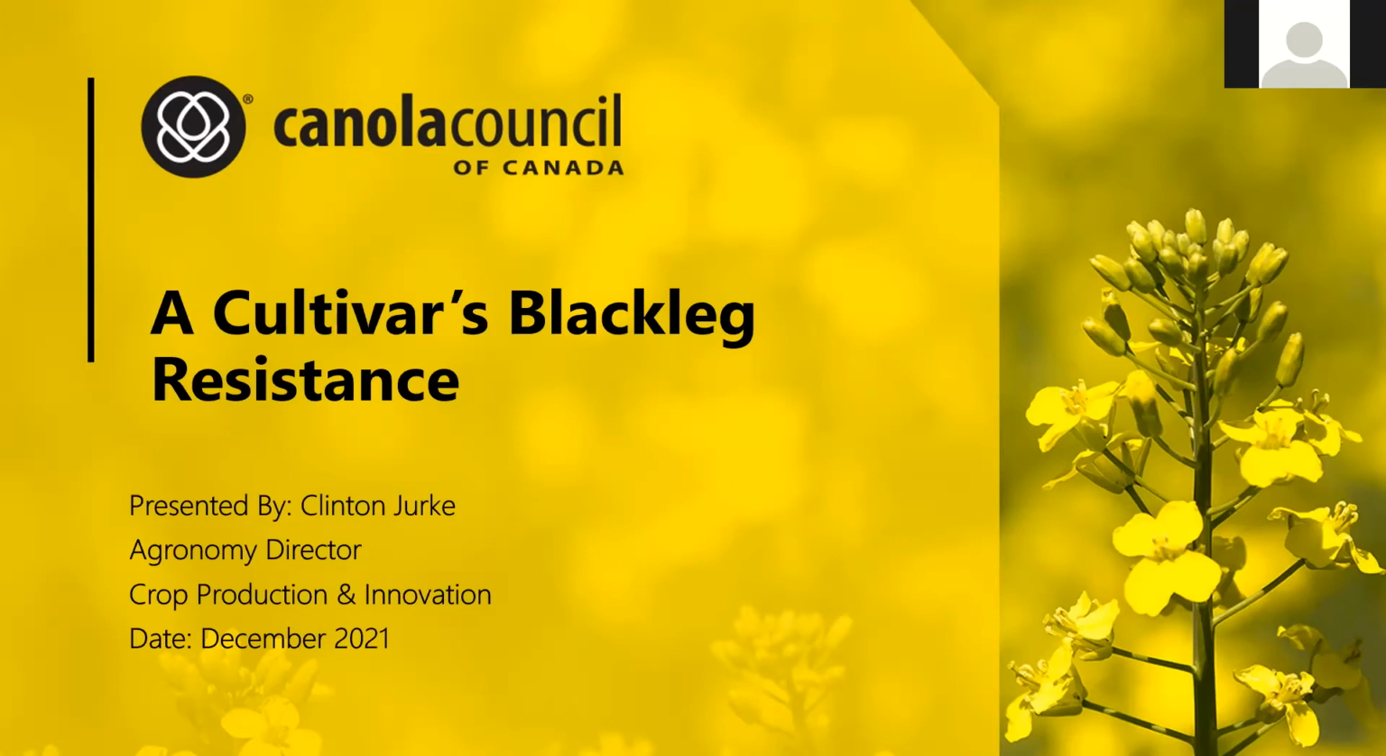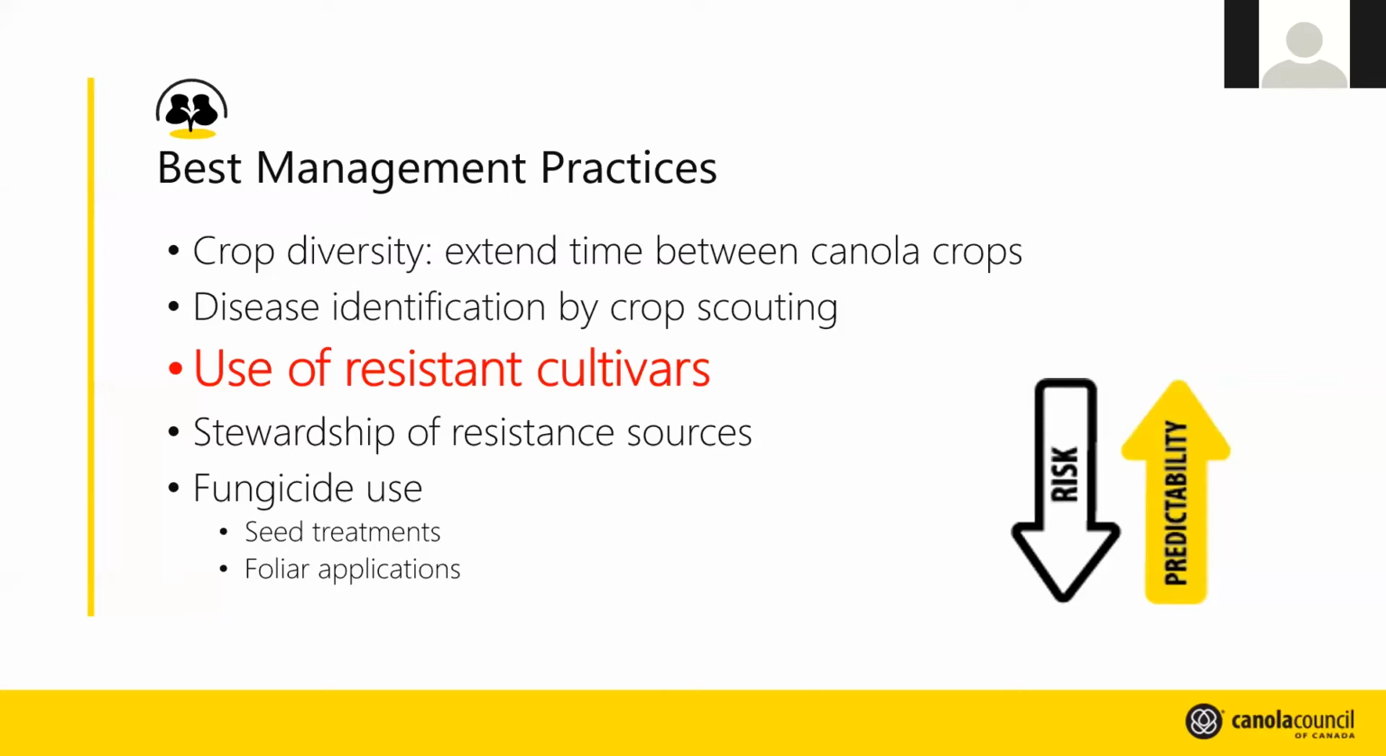So to manage blackleg, we have a 5-step process. One is increasing your rotation, so the amount of time in between canola crops allows the disease to decompose. Another is doing a better job at identifying the disease in the field, and I'm going to talk about that in a little bit of detail. But what I'm going to spend most of my time talking about is the use of resistant cultivars or varieties and managing those resistance sources, those resistance genes, so that they will last a long period of time. And there are some fungicides that are actually showing a lot of promise as well. But let's go straight to scouting.